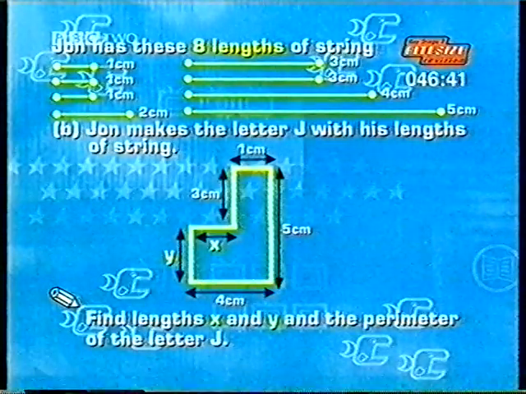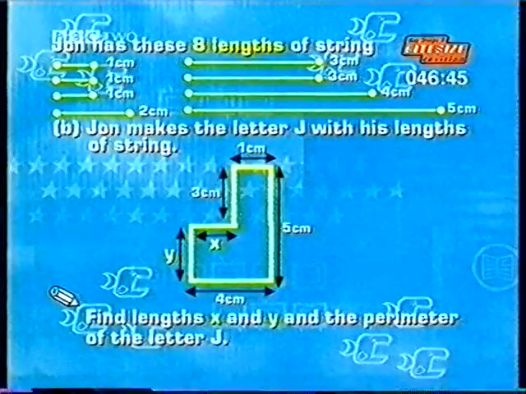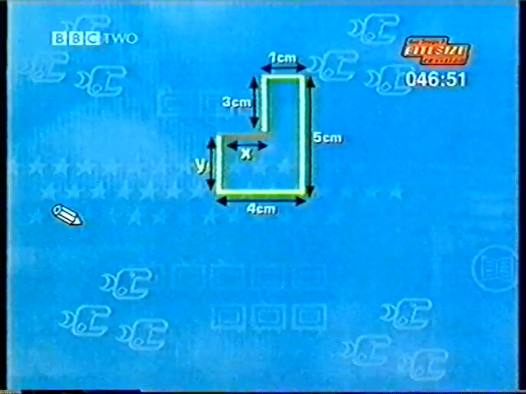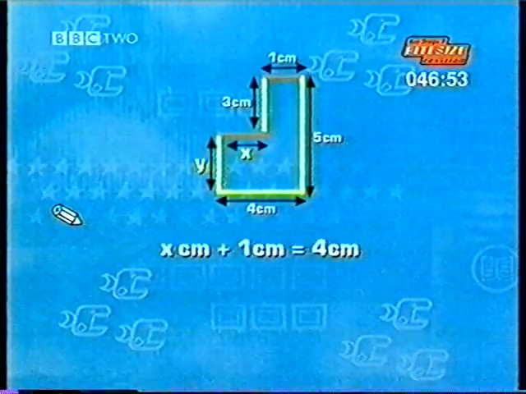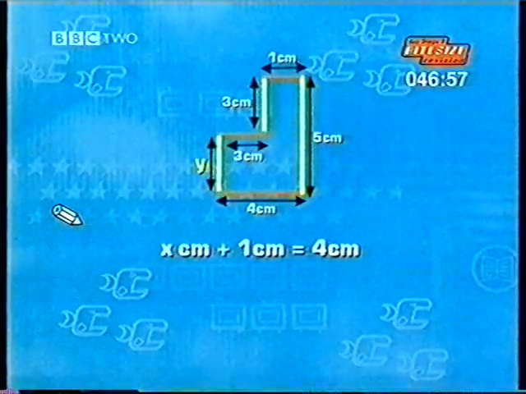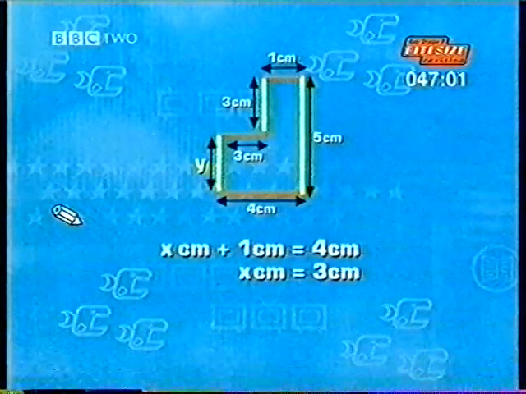What about part B? Find lengths x and y and the perimeter of the letter J. You can see from the J shape that the x length plus the length of 1 centimetre make 4 centimetres. See this length across here. So x must be equal to 3 centimetres.